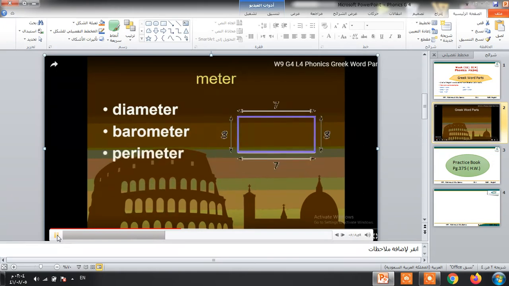Next word we have is perimeter. Perimeter, it is also used when we are trying to measure the length of objects. So the perimeter is a continuous line that measures the length of objects, the outline of an object or a shape. Also used in math, perimeter.